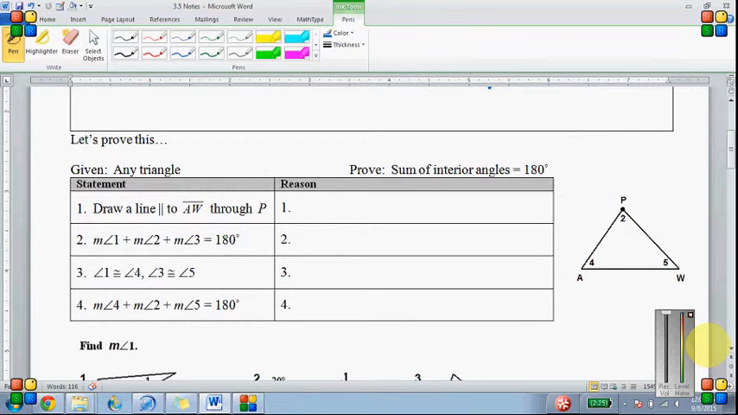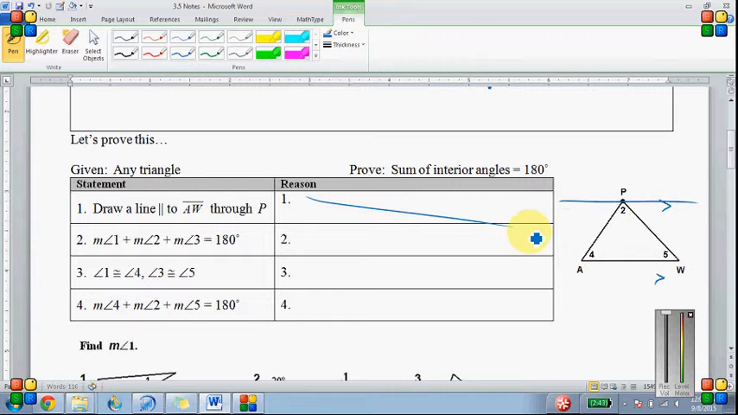If I'm given any triangle, like I have right here, I draw a line parallel to the opposite side through point P. So we're going to say that this line right here is parallel to that line down there. My markings aren't cooperating, but these two lines are parallel to each other. There's not really a reason for that. We're just doing that because we can.